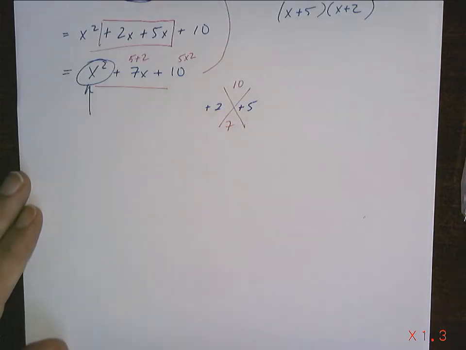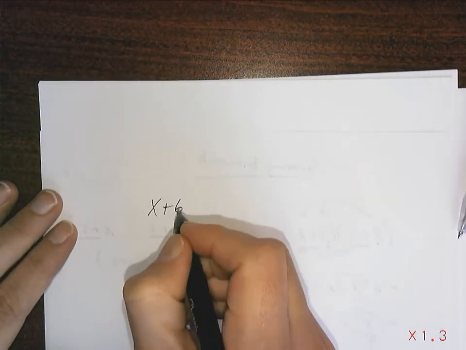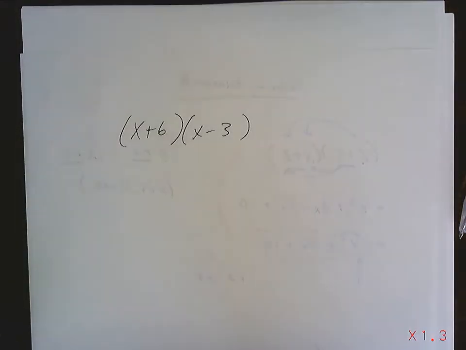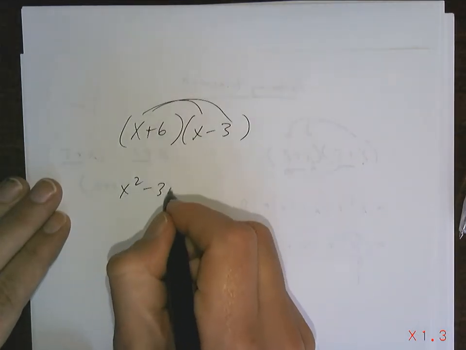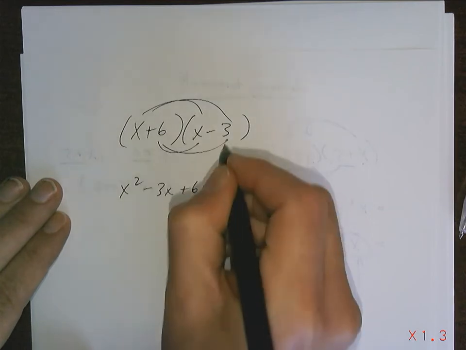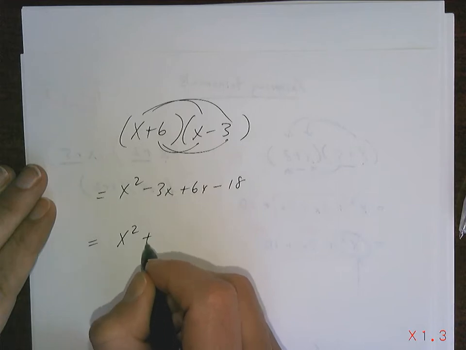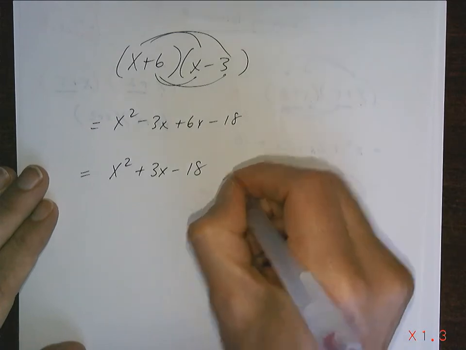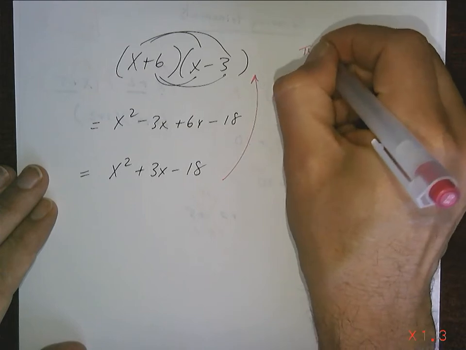So let's look at another example. Let's look at x plus 6 and x minus 3. So this is two binomials being multiplied. We know that this is going to become x squared minus 3x plus 6x minus 18, which is going to become x squared plus 3x minus 18. Now, we know that if we factor this to go back, it must be a bracket times a bracket. It must be two binomials.